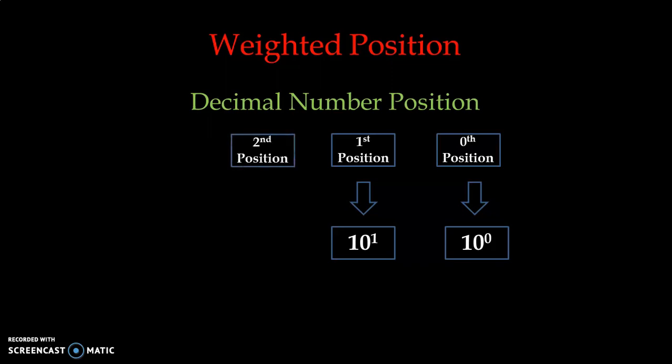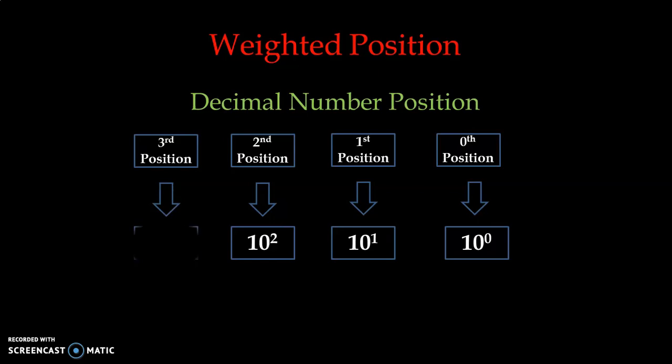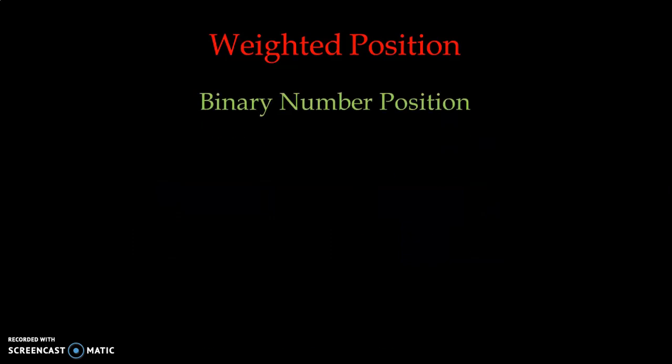Now we have the second position, which is 10 raised to 2, and in the third position we have 10 raised to 3, and so on. For the fourth position, fifth position, you can easily understand this point, and we can use this weighted position to calculate the exact value of any number, right? The same system we use in binary numbers. In binary numbers also we have weighted positions, but as I said, in the binary number system the radix or base is 2. So instead of 10 we use 2 as the base, and all other calculations are exactly similar.